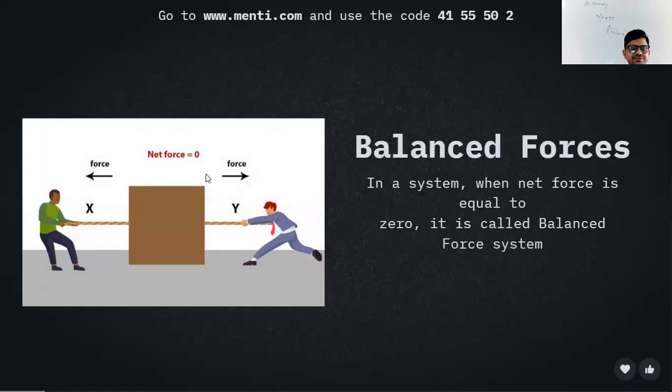You can see the image on screen that in a system when net force is equal to 0, it is called balanced force. The diagram shows X and Y, the two persons that are making force equally in opposite directions. Then we can say that net force is 0 here, because as you can see in the image, both are applying the same force. The names are different, X and Y, the names of two persons, but they are applying the same force. So the net force on this block or box will be 0.